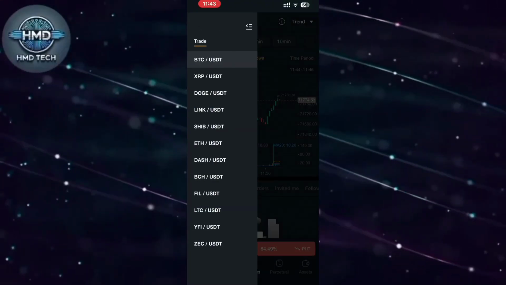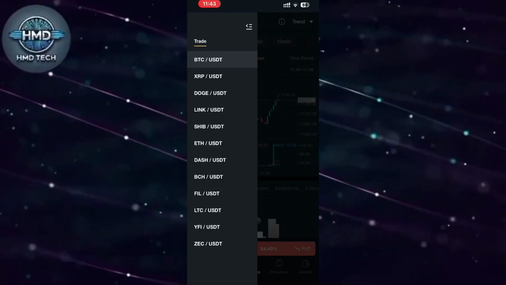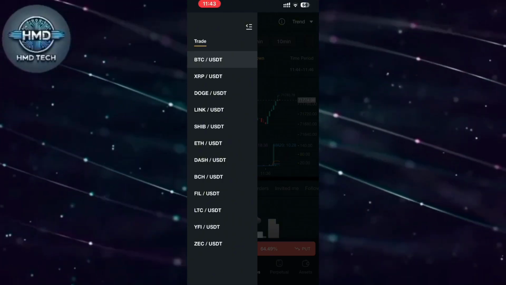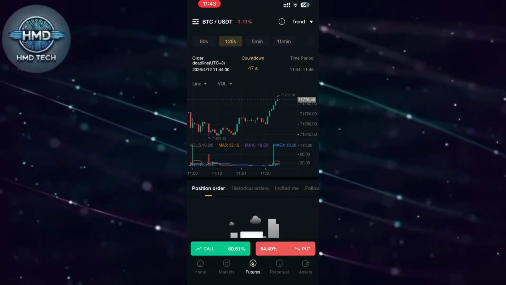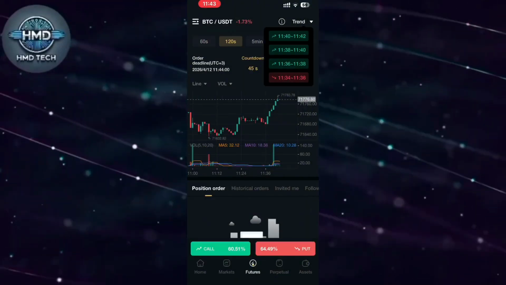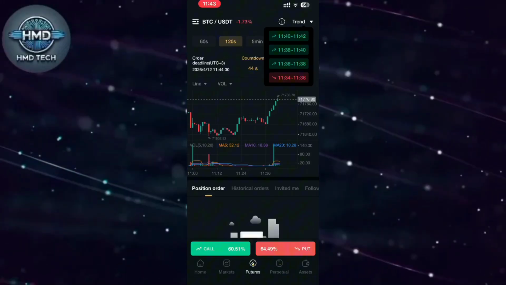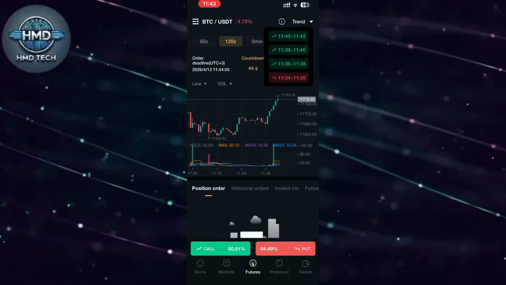Tap the trading pair on the top left, then choose BTC, USDT, or any other pair. You're choosing what market you're trading. Look at the trend area on the top right. This shows price movement over time and if it's uptrend or downtrend. This is your only real clue before trading.